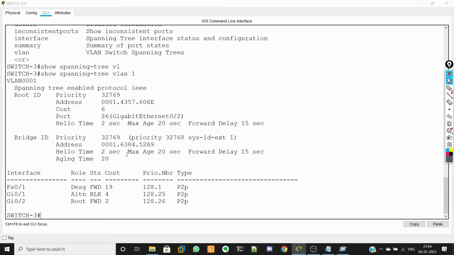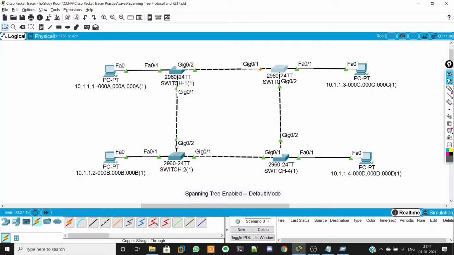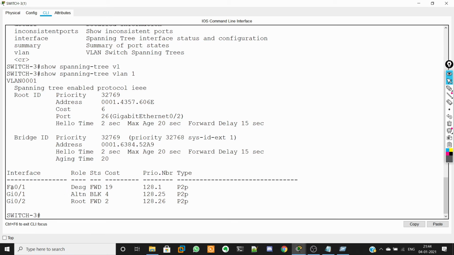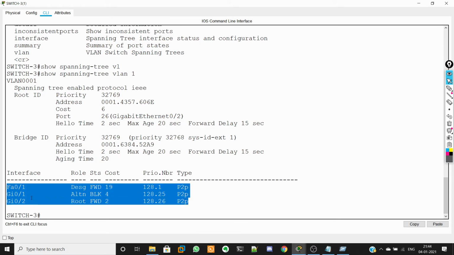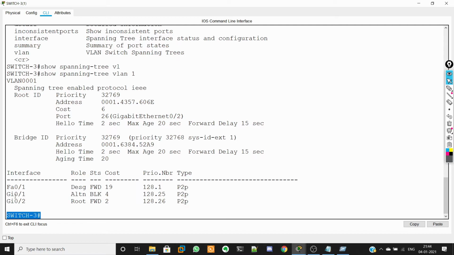In all my switches, I am using the default VLAN 1, so I am choosing it. It will show the interface status. I am in switch 3 now. FA0/1 is a designated port. I will explain it in a moment. Gigabit 0/1 is an alternate port. I will explain this also.